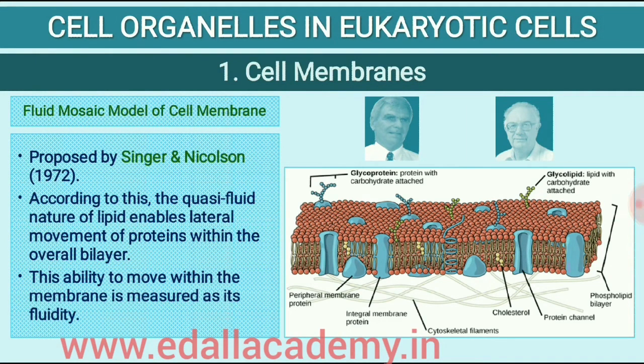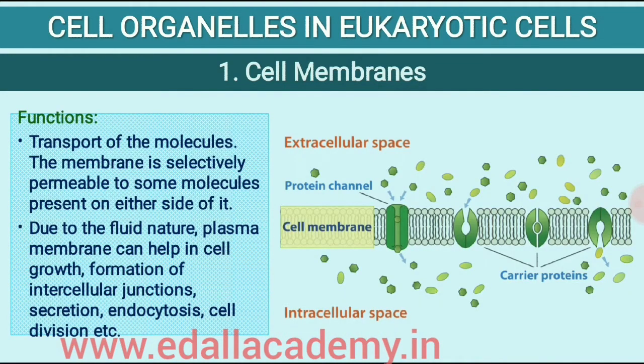This ability to move within the membrane is measured as its fluidity. The fluid nature of the membrane is also important from the point of view of functions like cell growth, formation of intercellular junctions, secretion, endocytosis, cell division, etc. One of the most important functions of the plasma membrane is the transport of molecules across it. The membrane is selectively permeable to some molecules present on either side of it.